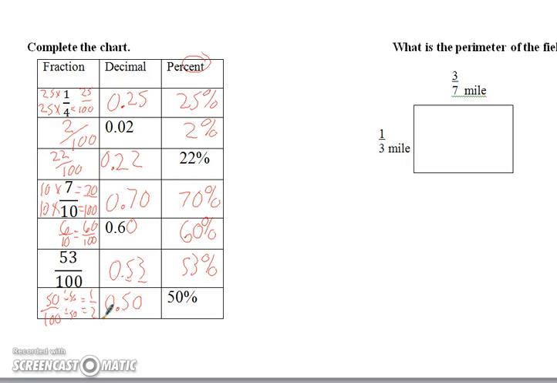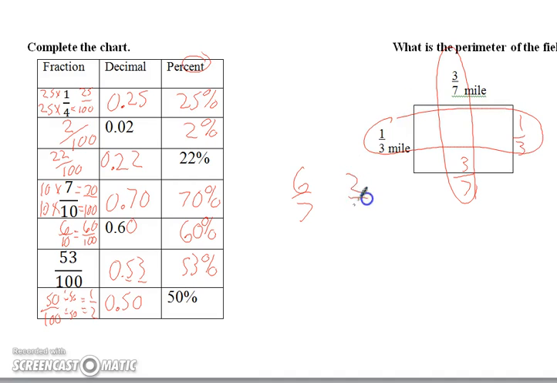What's the perimeter of the field? Perimeter means the distance all the way around. So I need all 4 sides. That's 3/7. That one's also 1/3. So I'm adding my 2 3/7's. 3/7 plus 3/7 is 6/7. 1/3 plus 1/3 is 2/3. Now I can add those two together.